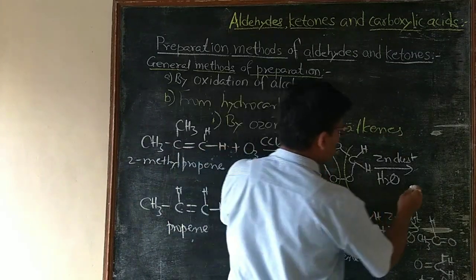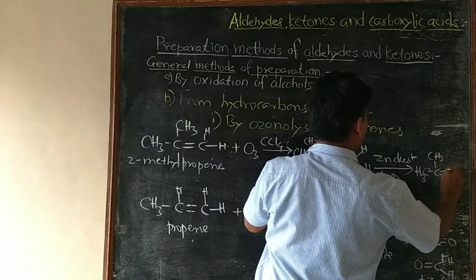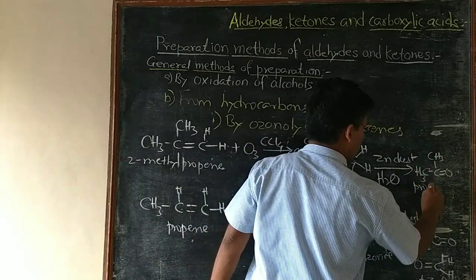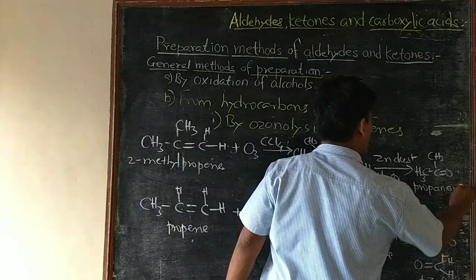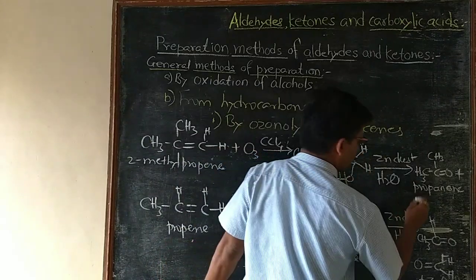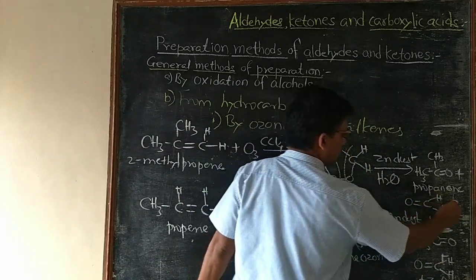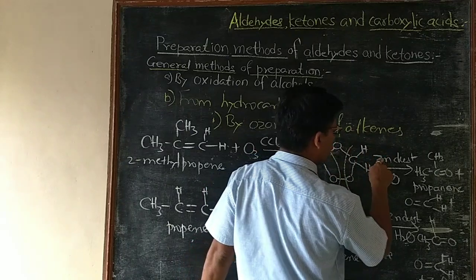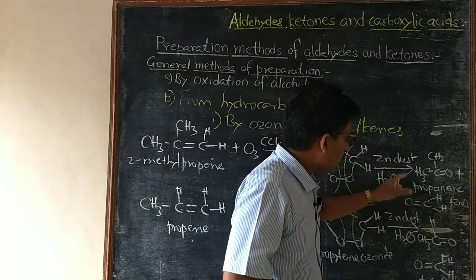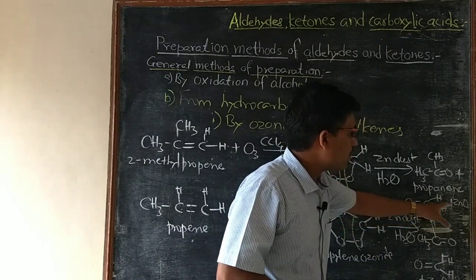Let us see, the first fragment is CH3 C double bond O, that is a ketone, its name is propanone, plus the next fragment is CH2 C double bond O, that is formaldehyde, plus this oxygen goes to this Zn to form ZnO. That means in this case it is propanone, that is a ketone, formaldehyde, that is an aldehyde, and zinc dust.